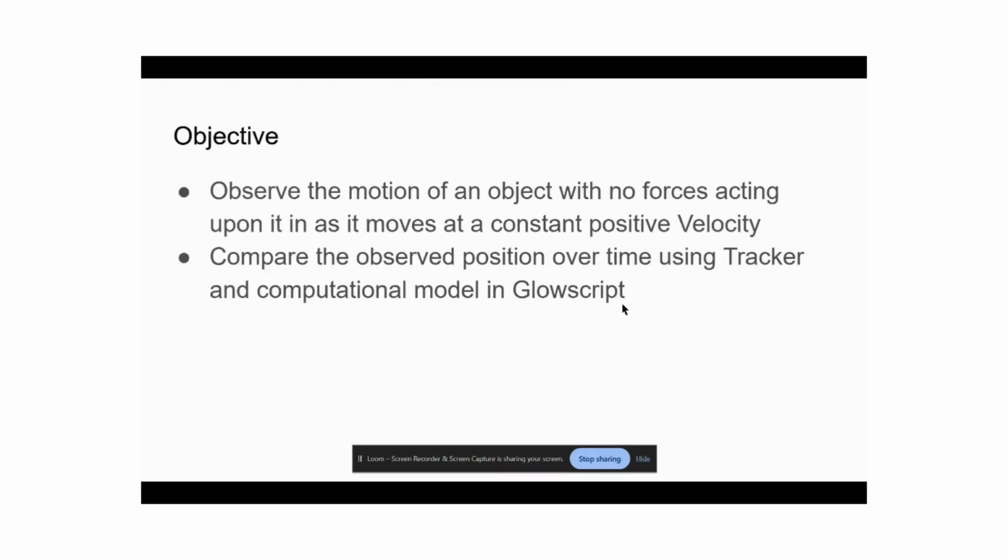In this lab, the objective is to observe the motion of an object with no forces acting upon it during a short time interval through video. The goal was to compare observed position over time in the real world, where conditions are imperfect, to a computational model with the same force and velocity conditions to find the predicted position over time.